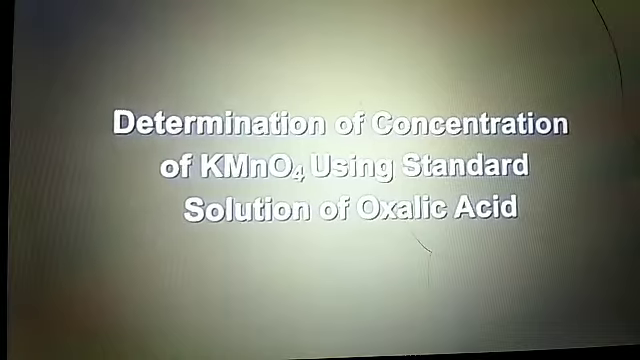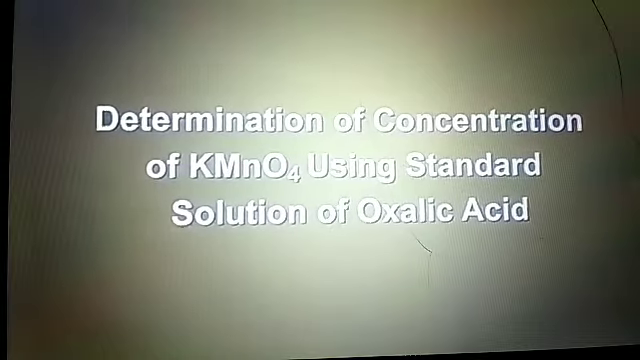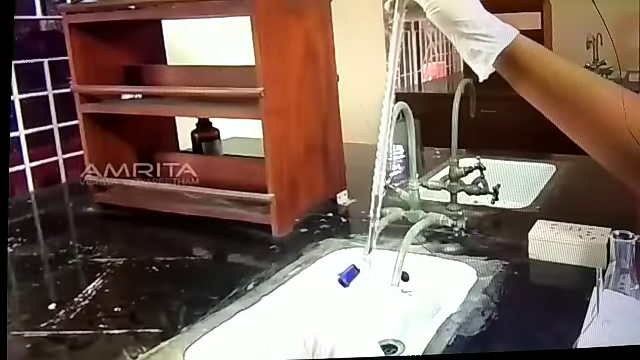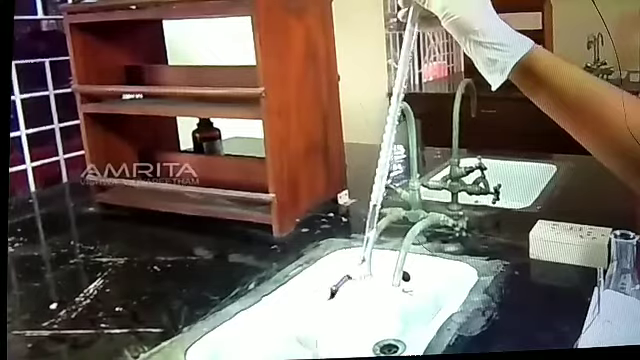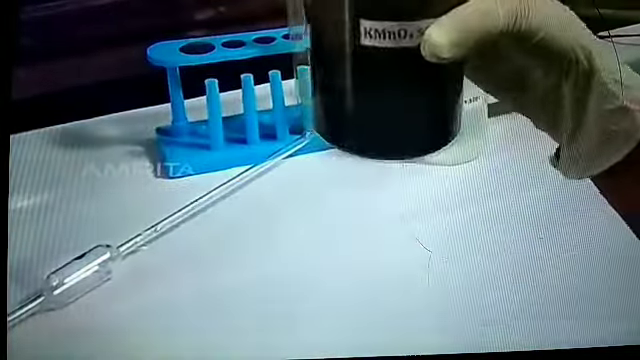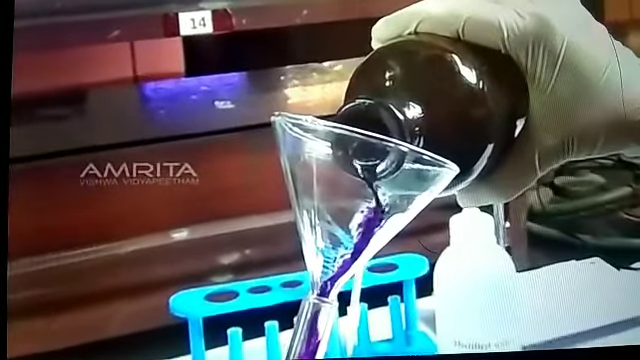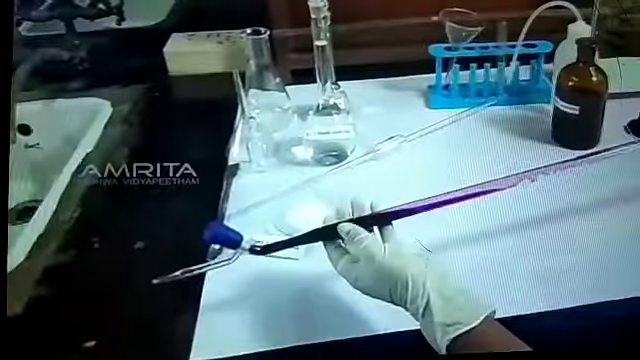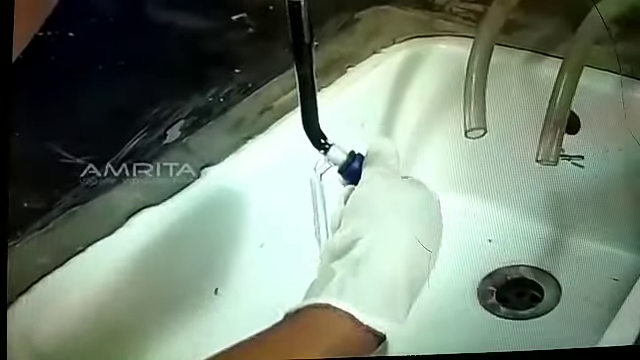Determination of concentration of potassium permanganate using standard solution of oxalic acid. Take the burette, rinse it with distilled water and drain the water. Repeat this process 2 or 3 times to drain out the impurities from the burette. Then pour a small volume of potassium permanganate solution into the burette through the funnel. Rinse the burette and drain out the solution.